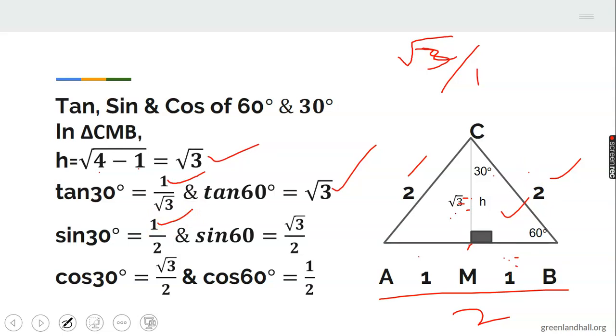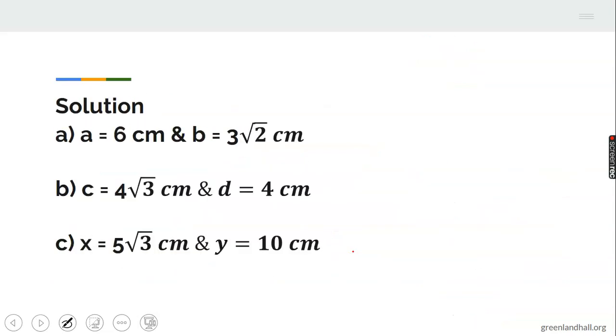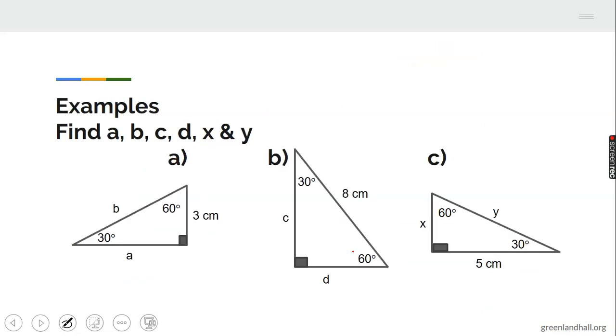Similarly for cos. Cos is adjacent, which is root 3, over hypotenuse. It will be root 3 over 2. Now for 60, this is the opposite. For sine 60, opposite root 3 over 2. So it will be root 3 over 2. And lastly, cos 60 will be adjacent over 2. That is 1 over 2. So you can see that cos 60 is half. So we can use this to solve this very problem.